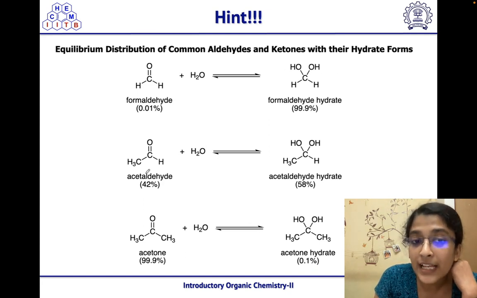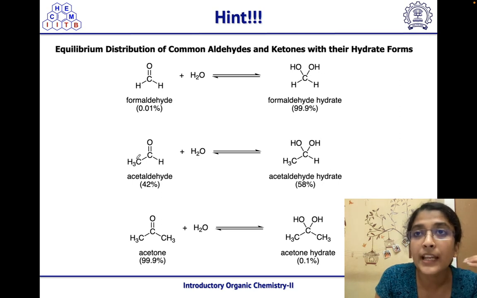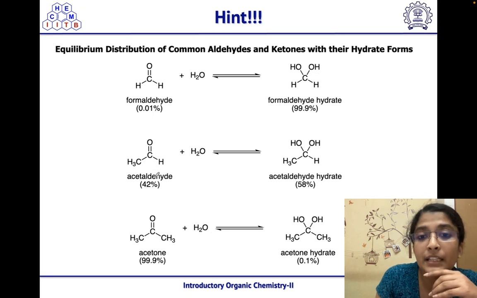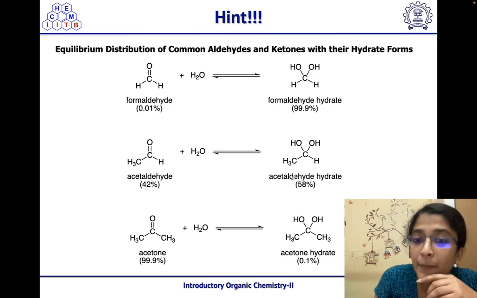But in the case of acetaldehyde, here there is methyl substitution. So the methyl group is an electron donating group. Electrophilicity arises because of lack of electrons, so these are donating electrons, and the electrophilicity at the center will decrease. So it will have less chance to react with water and form acetaldehyde hydrate. Because of that, 42% acetaldehyde will remain in that system, and 58% will transform into acetaldehyde hydrate.